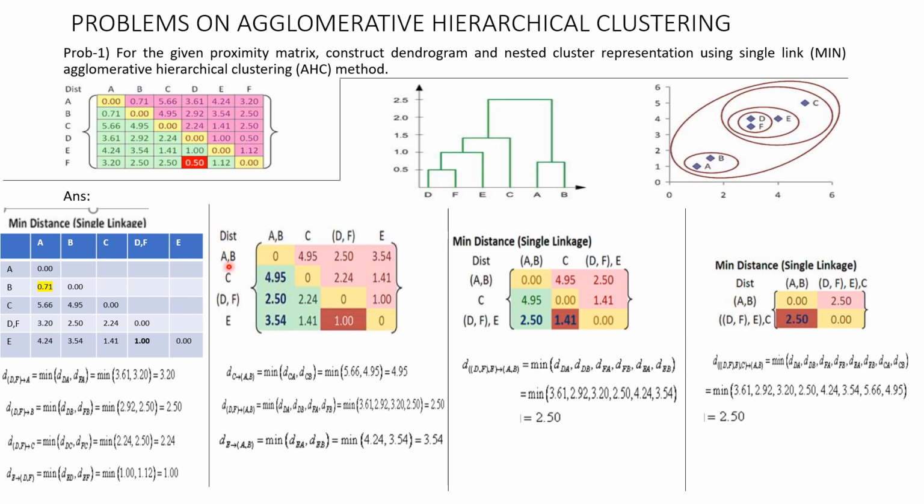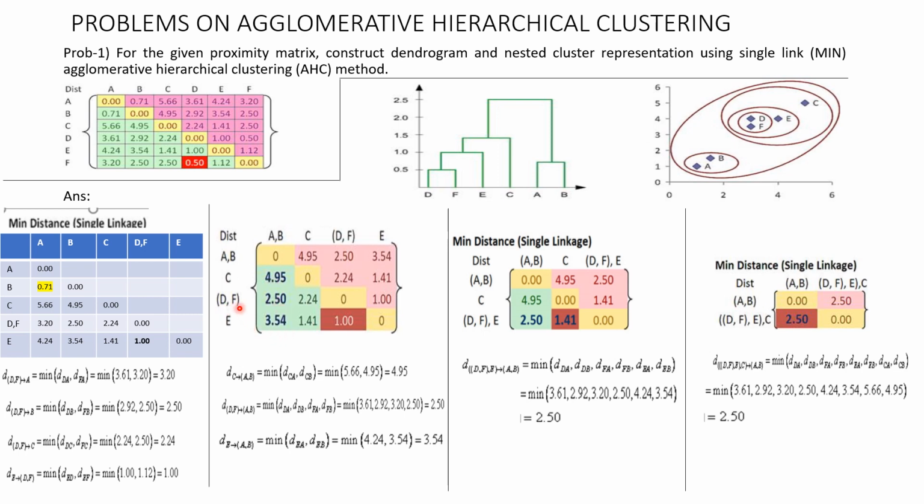Here you go on calculating the distance from C to A comma B. How do you calculate distance from C to A comma B? It is nothing but the minimum of distance of C to A or C to B. What is C to A? 5.66. What is C to B? 4.95. So the minimum is 4.95. Fine. Next, you again calculate.